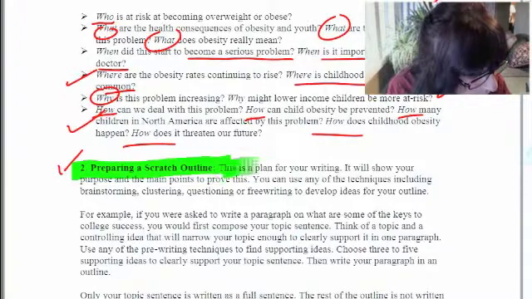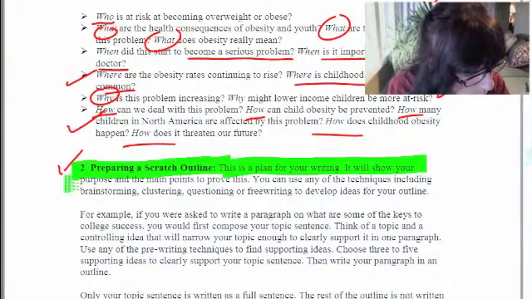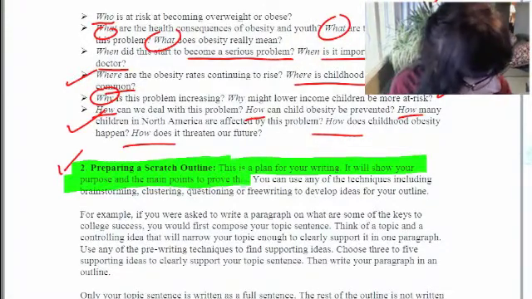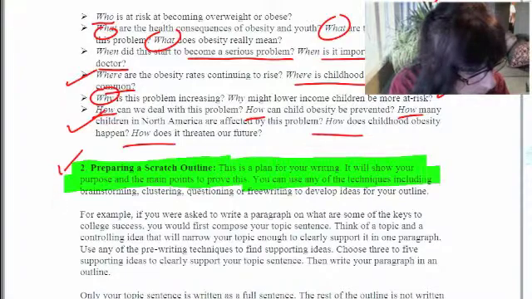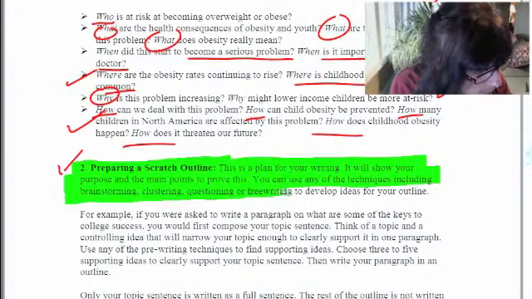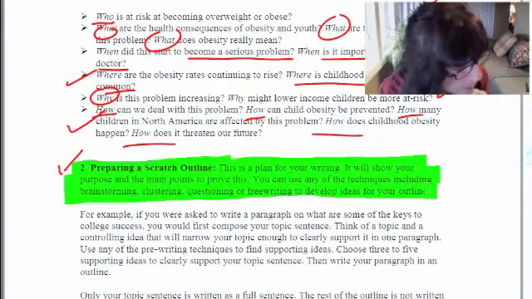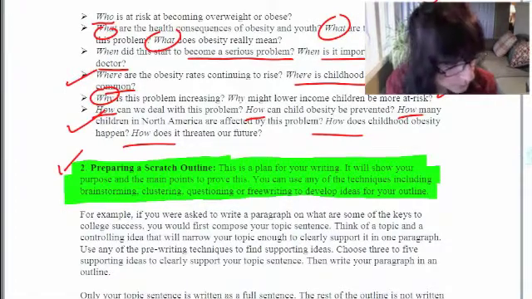Now this is a plan for your writing, and it shows your purpose and your main points to prove your purpose. And you can use any of the techniques, including brainstorming, clustering, questioning, or free writing, which was mentioned in part 1 of the video, in order to develop your ideas for this outline.